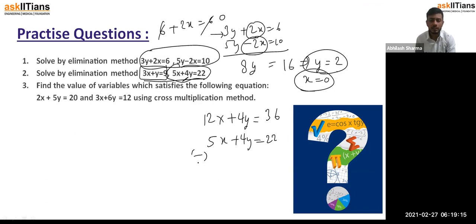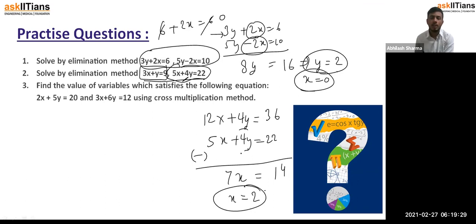On subtracting, we are getting 36 minus 22 is 14, 4y minus 4y is 0, and 12x minus 5x will be 7x, correct? So x comes out to be 14 by 7, which is 2, and then you can of course put the value of x here. So 3 twos are 6, 6 plus y gives us 9, so y will be 3. Okay, that's how we can easily solve this. Now what about this equation?